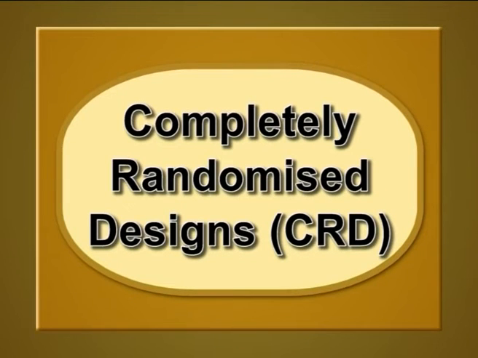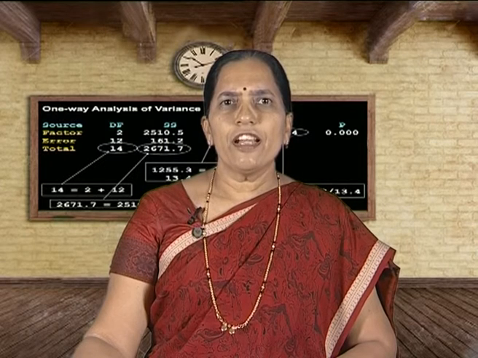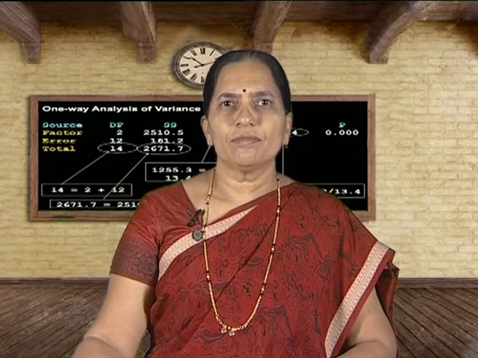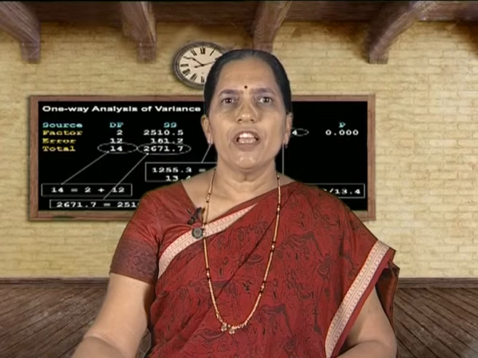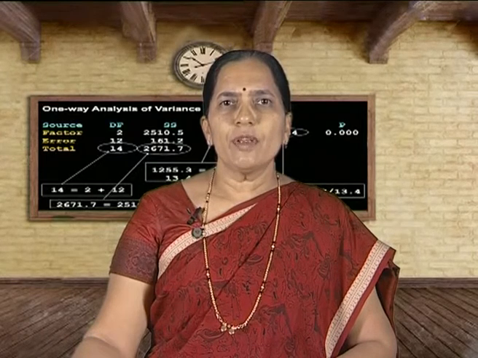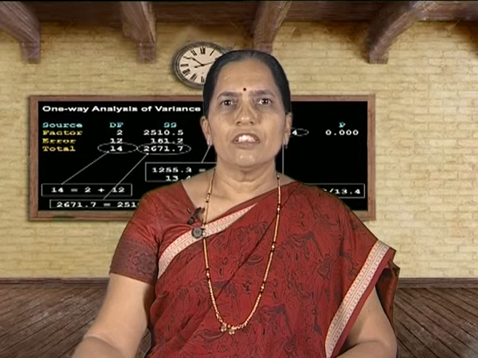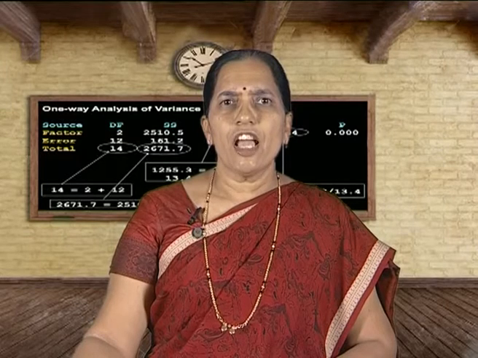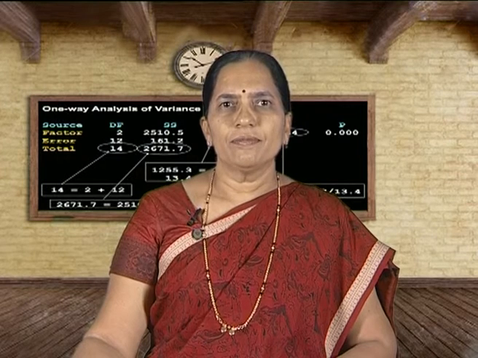Now, we will discuss a simple basic design, completely randomized design. In short, it is also called as CRD. This is the simplest type of design based on principles of randomization and replication. A total of n experimental units are available for use in the experiment. These experimental units are as homogeneous as possible. That is, no source of variation can be recognized among them under any grouping or arrangement.